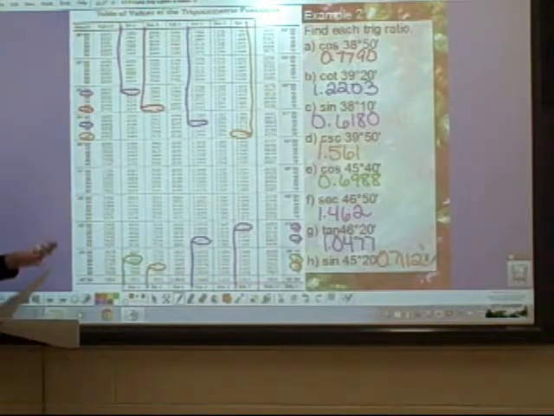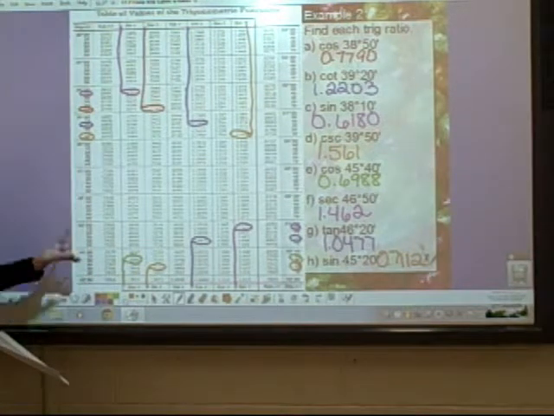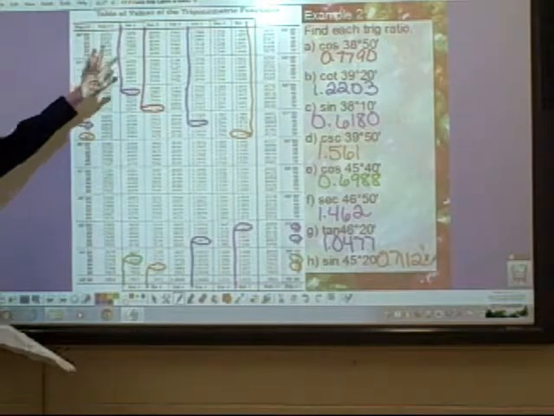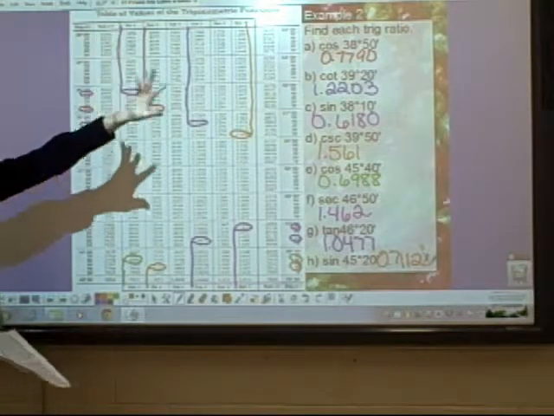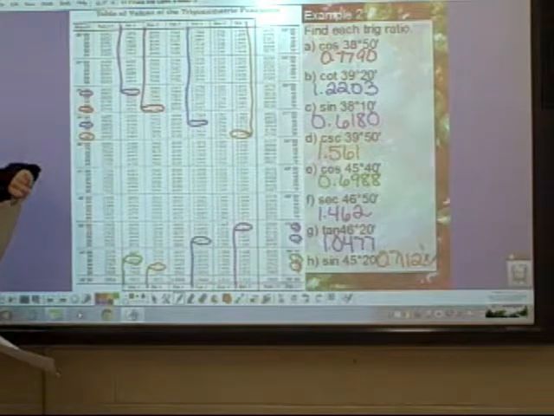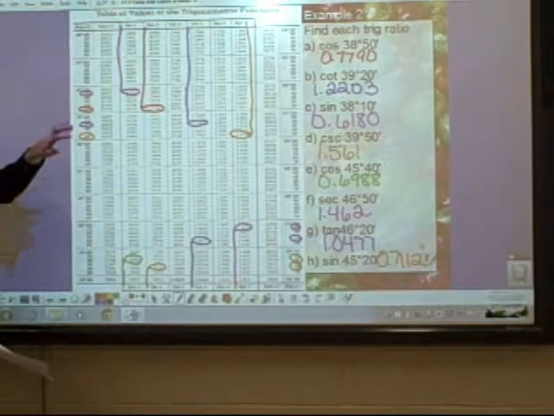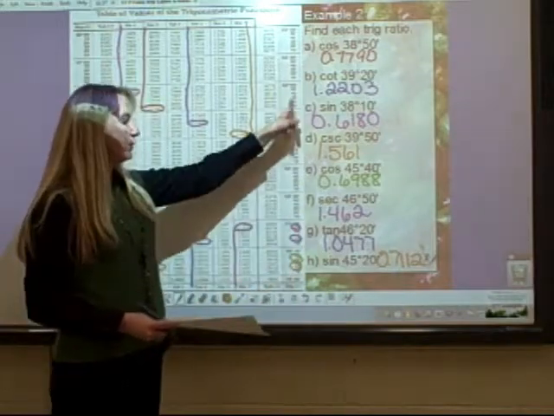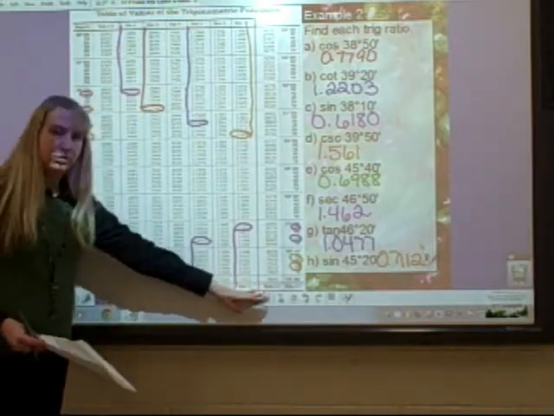So that's reading a trig table. If you locate your degrees on the left-hand side, you're reading down, and you use the top row. Find the trig function you're using so you can find the correct ratio. And then if you find your degree on the right-hand side, which you're reading up this way, you're going to use the trig functions at the bottom.